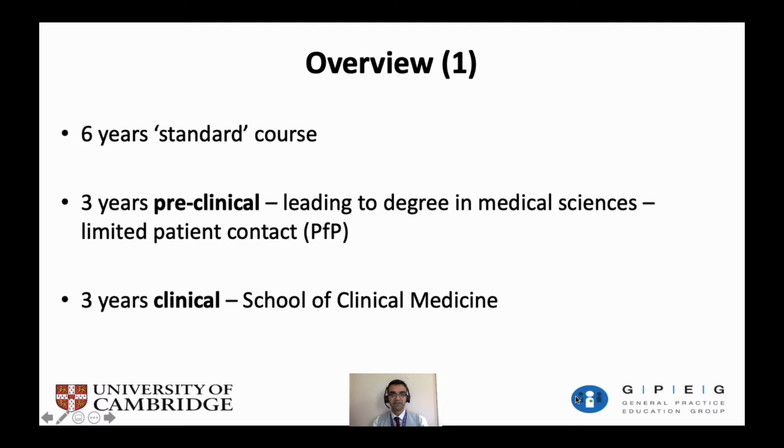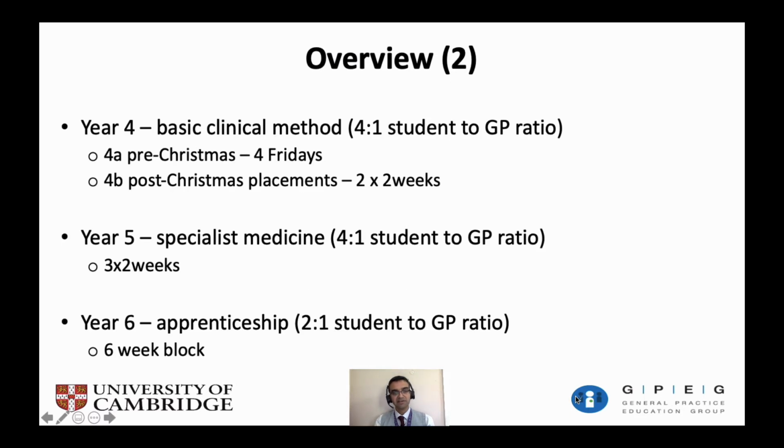So first of all, the standard course is a 6-year course in Cambridge. The first 3 years are preclinical, leading to a degree in medical sciences with limited patient contact during this time, usually single days spent in primary care under the P for P, which is preparing for patients. The latter 3 years are the clinical years, and those are run through the School of Clinical Medicine at Addenbrooke's.